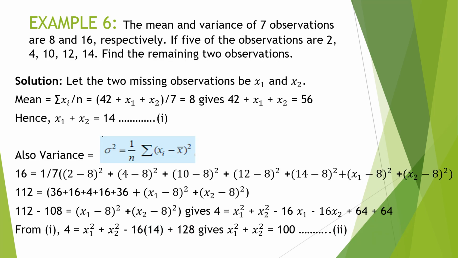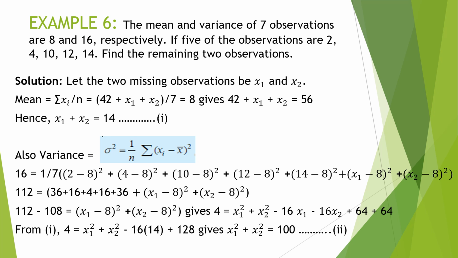Next, a different type of example. The mean and variance of 7 observations are 8 and 16 respectively. If 5 of the observations are 2, 4, 10, 12 and 14, find the remaining 2 observations. First of all, let the missing observations be x1 and x2. The formula for mean is sigma xi upon n. So that is 2 plus 4 plus 10 plus 12 plus 14 plus x1 plus x2 upon 7, and this mean is given to us as 8.